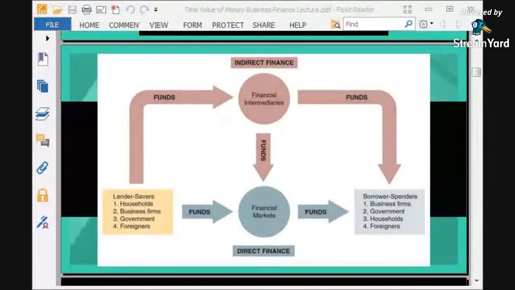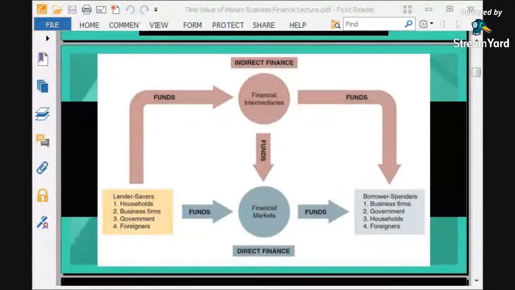While on the right side are the borrowers or spenders. These borrowers are technically the individuals that need to borrow money or to have an additional source of funds for whatever purposes they will use it for. And it can be any of the ordinary individuals or households, business firms or business organizations, government agencies or government sectors, or foreigners.